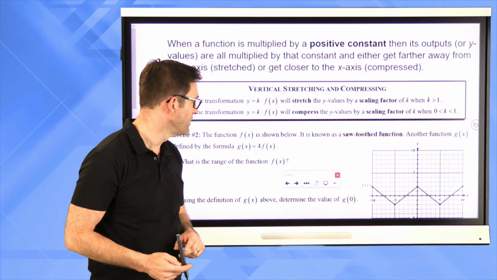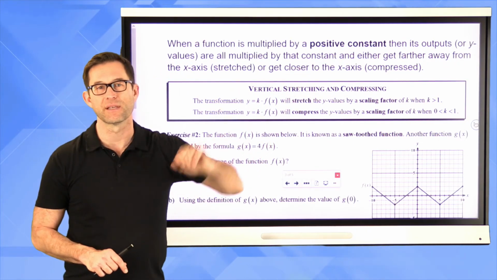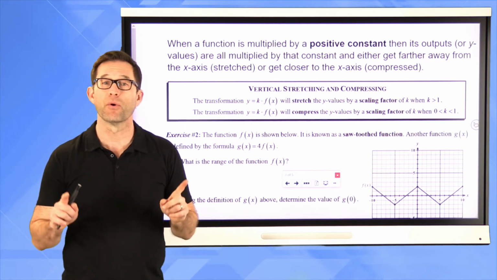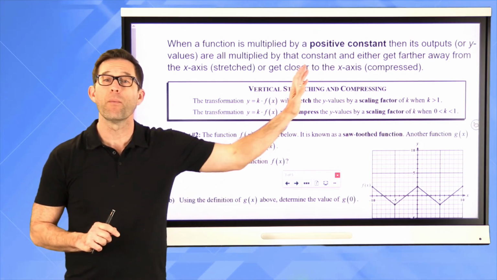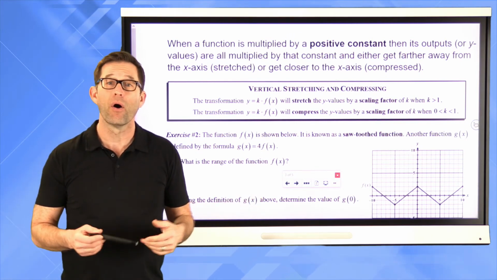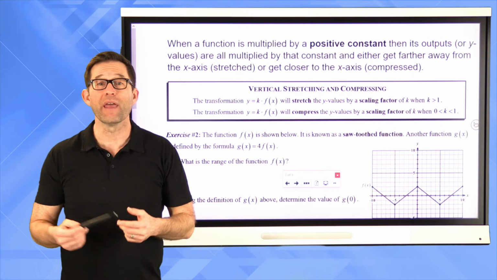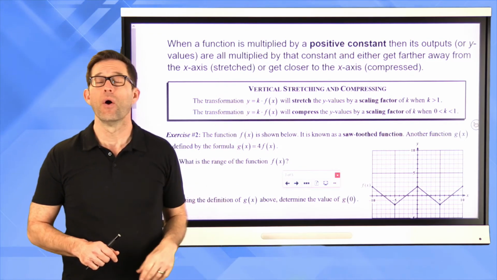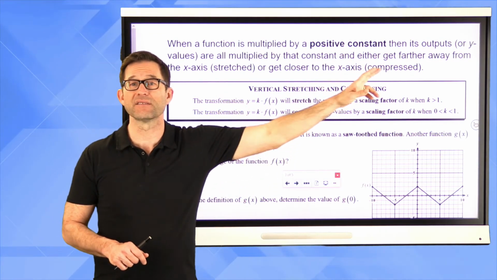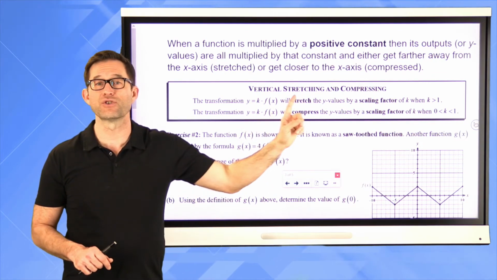All right, let's summarize, right? When a function is multiplied by a positive constant, we'll see in the next lesson what happens when we multiply it by a negative constant, but when we multiply it by a positive constant, then its outputs, or y values, are all multiplied by that constant, and either get farther away from the x-axis, that's the stretch, or they get closer to the x-axis, that's the compression, right? Now, it's real simple, vertical stretching and compressing.